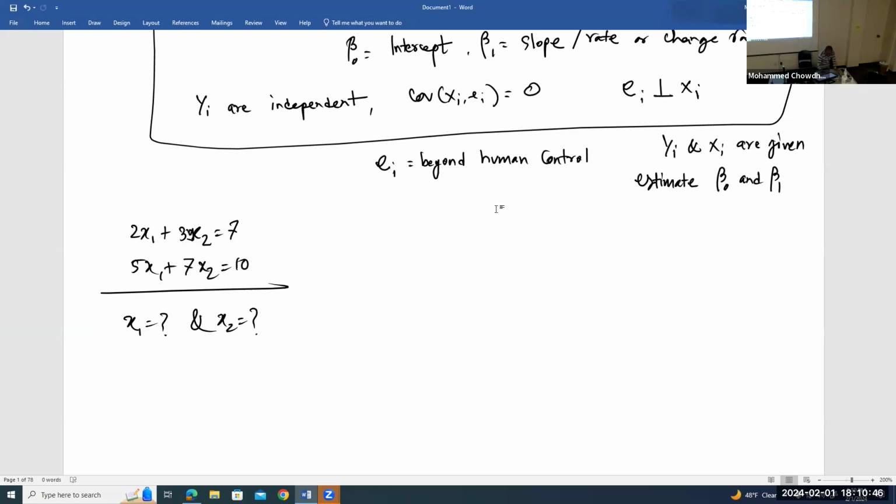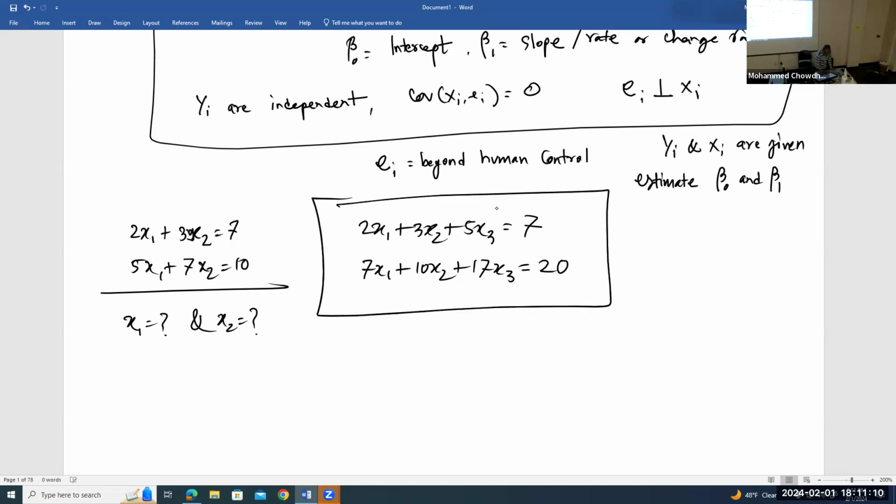If I ask you to solve these, 2x1 plus 3x2 plus 5x3 equal to 7, and 7x1 plus 10x2 plus 17x3 equal to 20, how can you solve this? How can you solve these two equations? Because there are three unknowns and two equations, so there are infinitely many solutions, right?